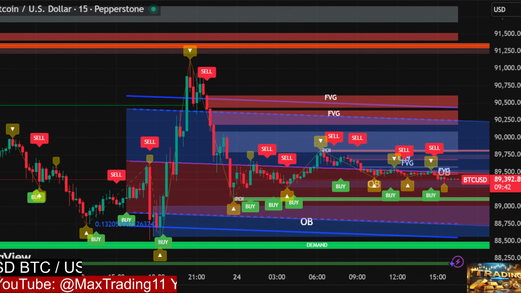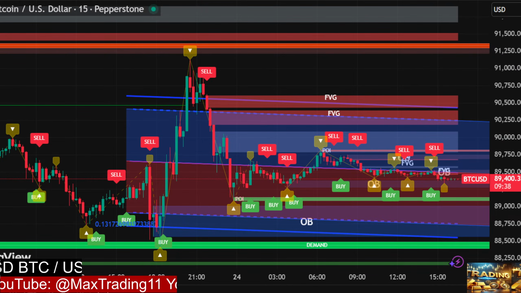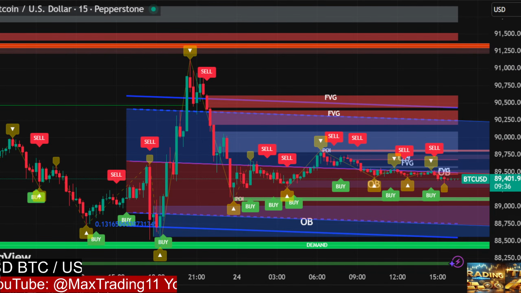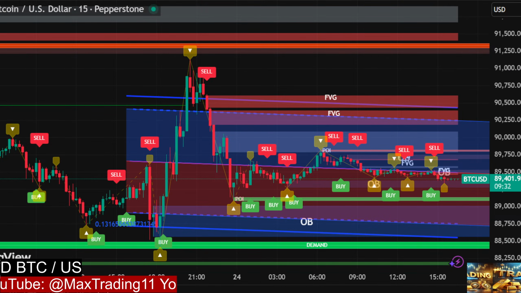That combination represents structural alignment between momentum, trend, and reversal probability. Gold tends to move in waves, with periods of expansion followed by phases of contraction.